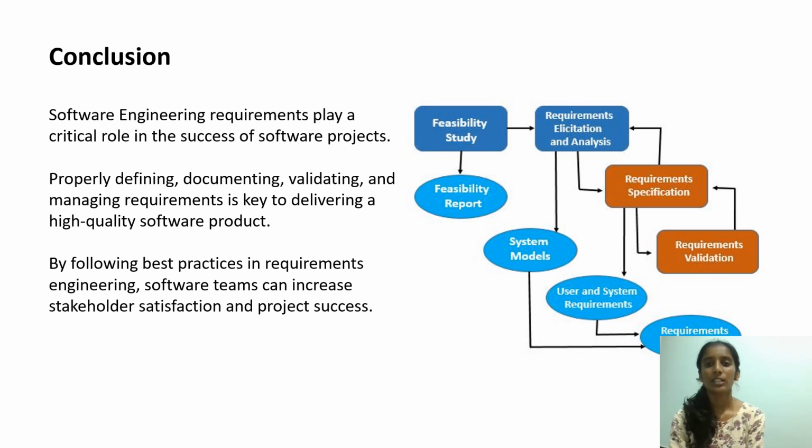The feasibility study leads to requirements elicitation and analysis, then requirements specification, and also requirements validation. Requirements elicitation and analysis produce system models, the feasibility study produces a feasibility report, and then user and system requirements lead to requirements development and maintenance.